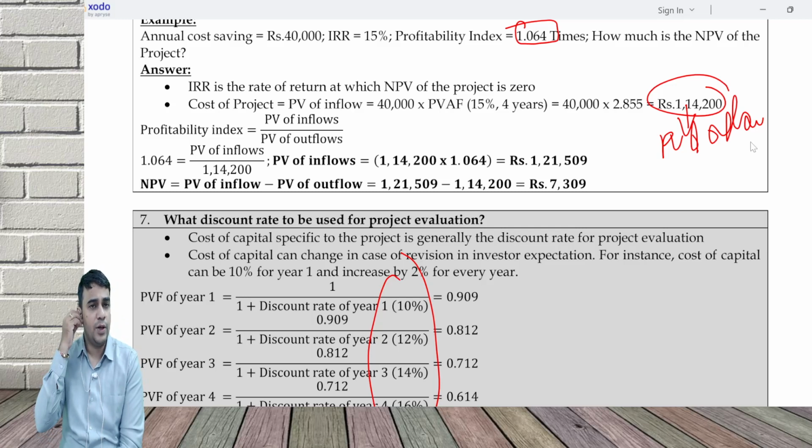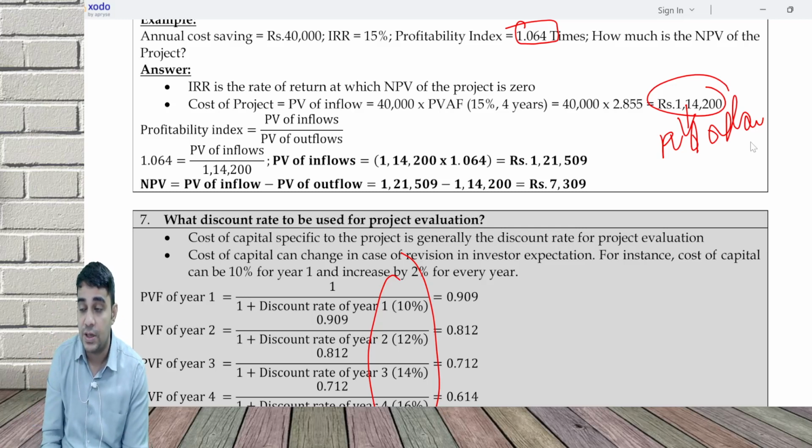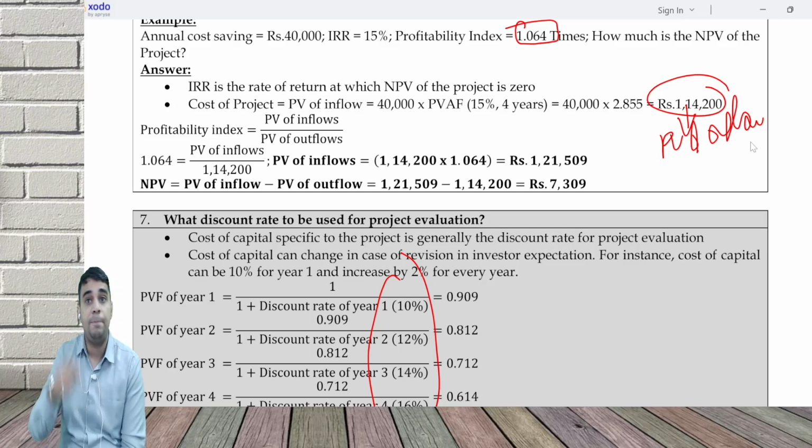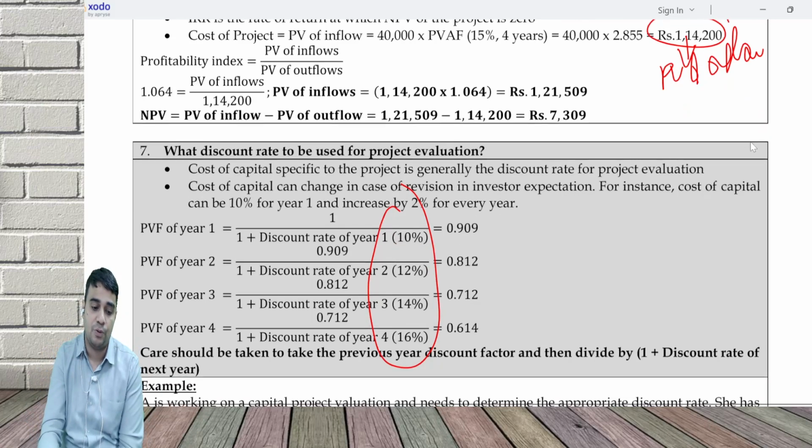What discount rate do I use for project evaluation? I'll have to use the cost of capital normally. If there is anything specific given to the project, please use that. Also, there can be a revision in cost of capital. If there is a revision, then PVF of year 2 is equal to PVF of year 1 divided by 1 plus the new discount rate.